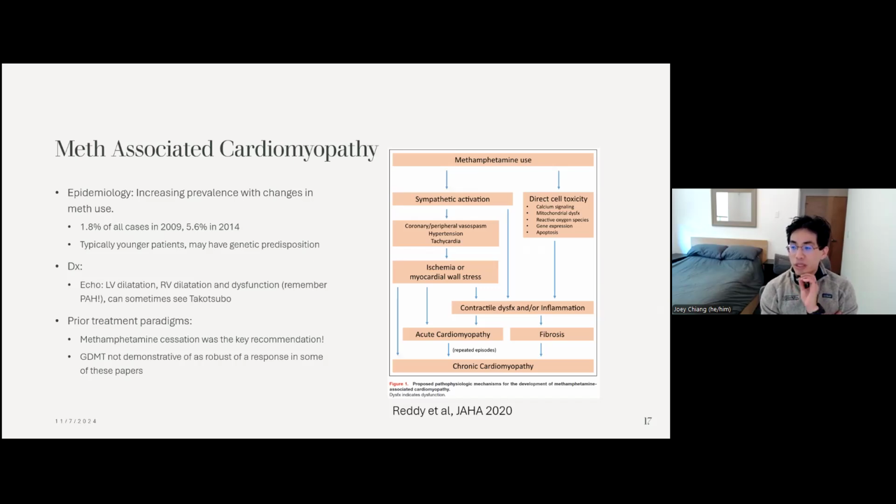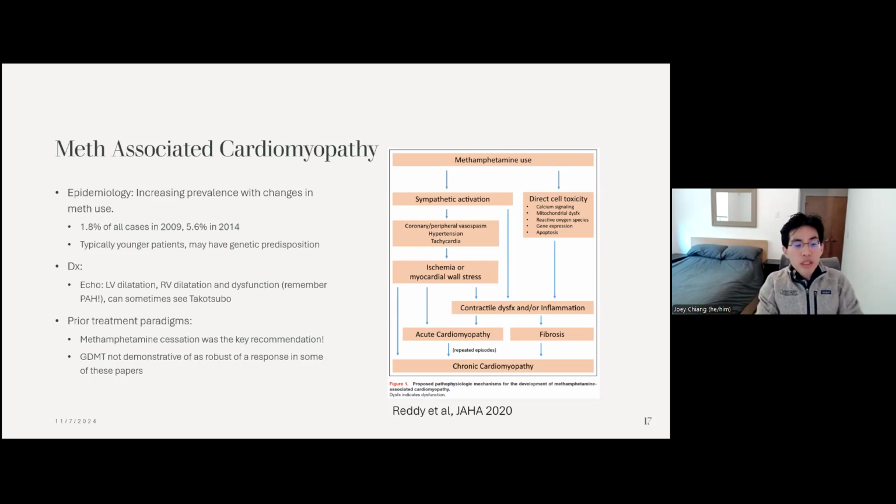And I think the way in which this is actually mediated was thought to be secondary to meth directly causing sympathetic activation. Your heart ends up working a good amount more. You have some degree of ischemia, and then you could develop acute and chronic cardiomyopathy as well. Meth, when inhaled or injected, is directly cell toxic as well. So you can see kind of a two-hit mechanism that can lead to meth-associated changes.